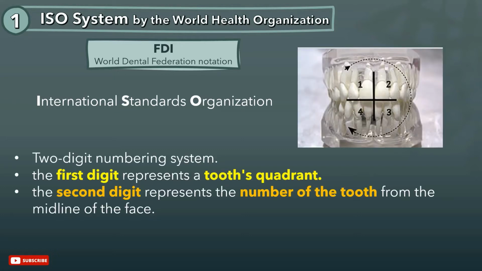It's a two-digit numbering system. It uses the first digit to represent the tooth quadrant. Number 1 for the upper right, number 2 for the upper left, 3 for the lower left, and 4 for the lower right quadrant. The second digit represents the number of the tooth, starting from the midline of the teeth and continuing distally.